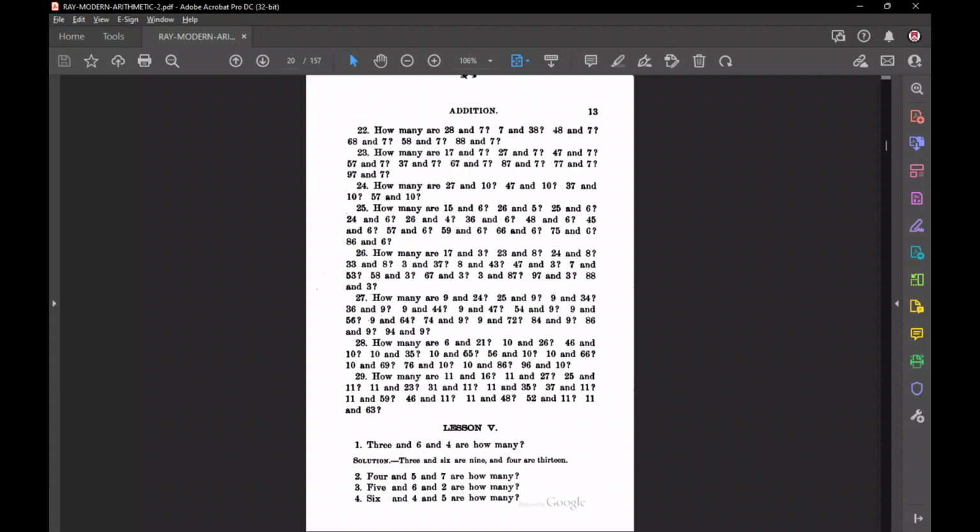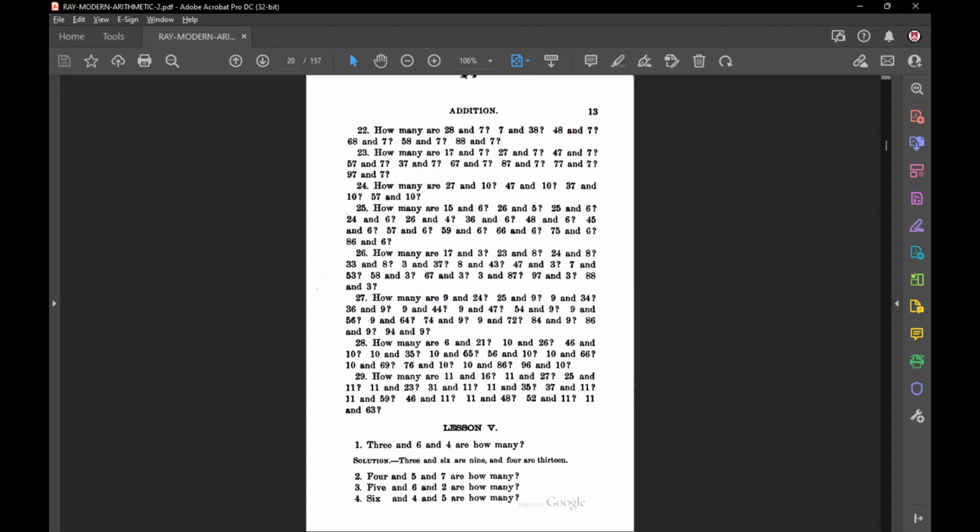So question number 2. 4 and 5 and 7 are how many? Who can give me the solution? You can try? Just speak slow and clear, okay? Don't speak quickly. 4 and 5 are 9, and 7 are 16. Good. 4 and 5 are 9, and 7 are 16. The total is 16. So you have to know your addition facts to do this, right? You have to know the addition facts.